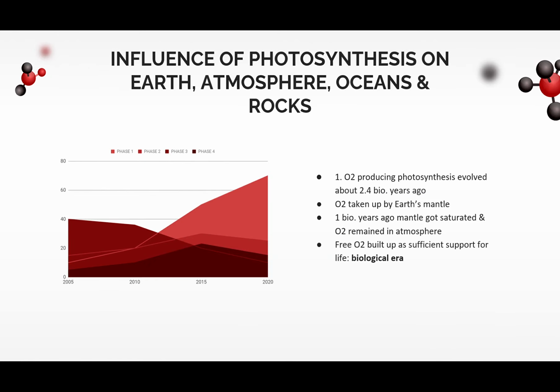And next up we have something quite interesting, which is the influence of photosynthesis on Earth, atmosphere, oceans, and rocks. The first oxygen-producing photosynthesis evolved about 2.4 billion years ago, and this reduced the carbon dioxide content of the atmosphere and also started oxygen. And oxygen is taken up by the Earth's mantle, where oxygen plus red iron makes iron oxide through the oxidation of the iron.